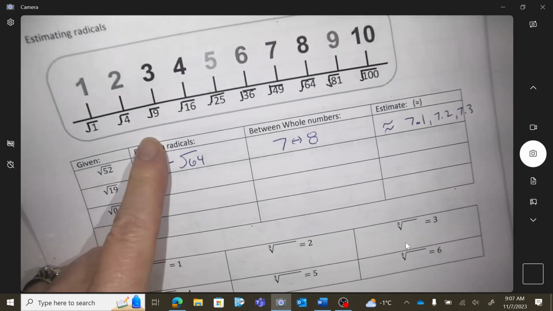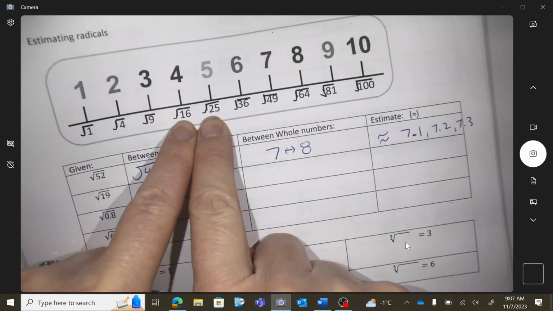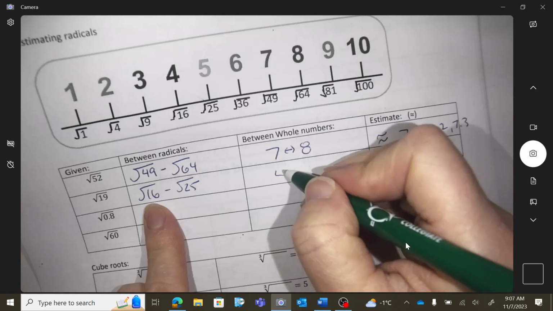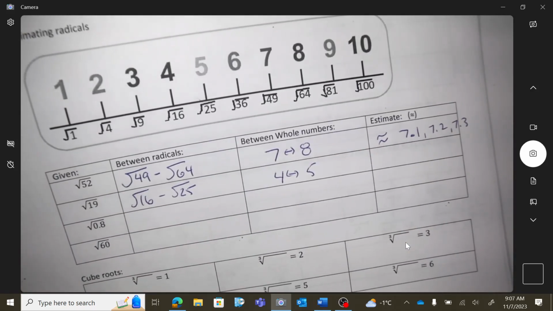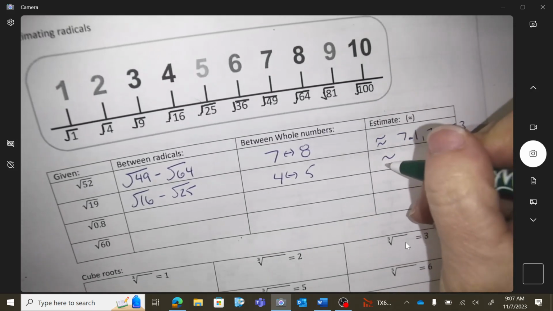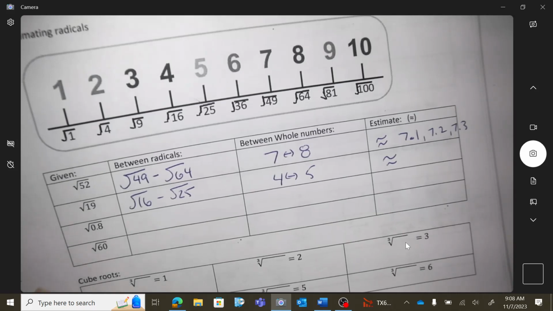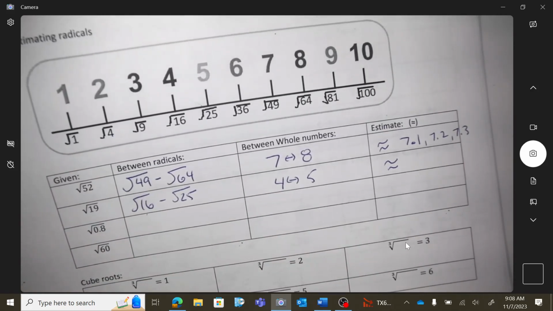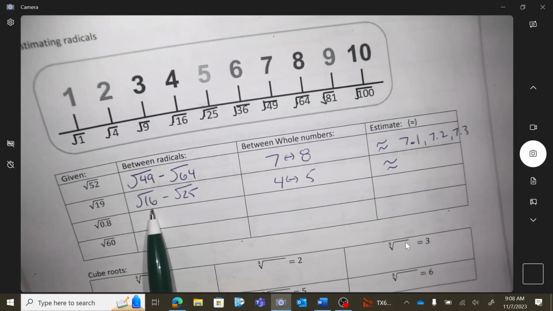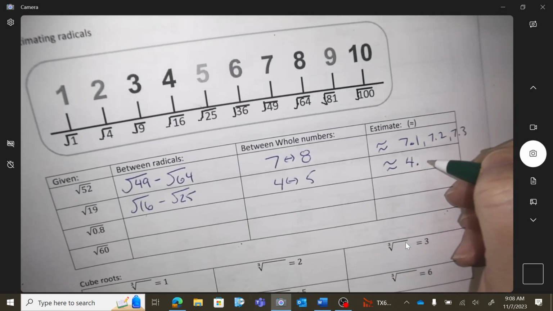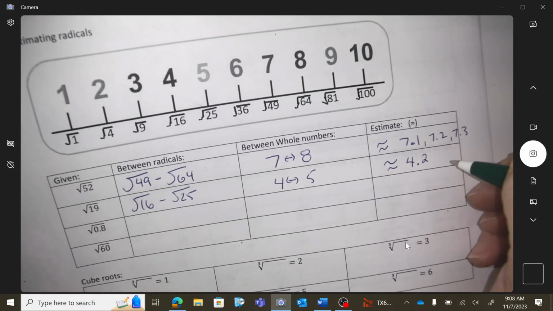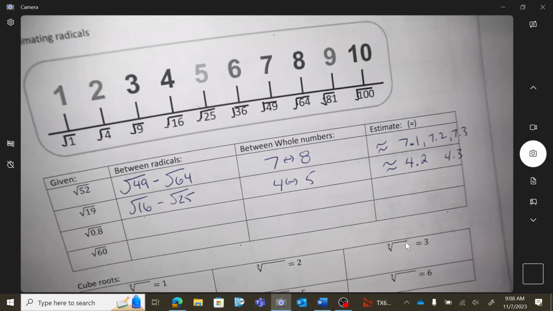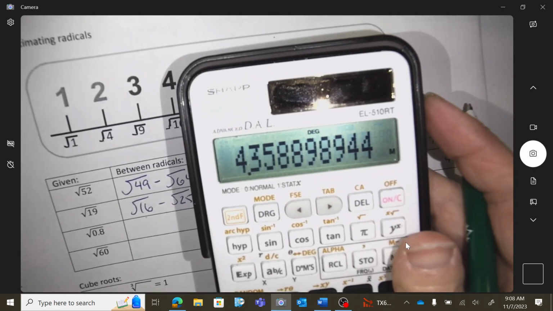Okay, square root of 19. So 19 would be between a 16 and a 25. Therefore, your answer should be somewhere between 4 and 5. Approximately, what do you think your best guess is? So again, I'm looking at 19. Where am I closer to, the 16 or the 25? So I'm thinking I'd be a little bit closer to the 4 end. So again, 4 point, you can guess. 4.2 would be a good guess. 4.3 would probably be a good guess, something like that. And if you're wondering, it actually came out to that.